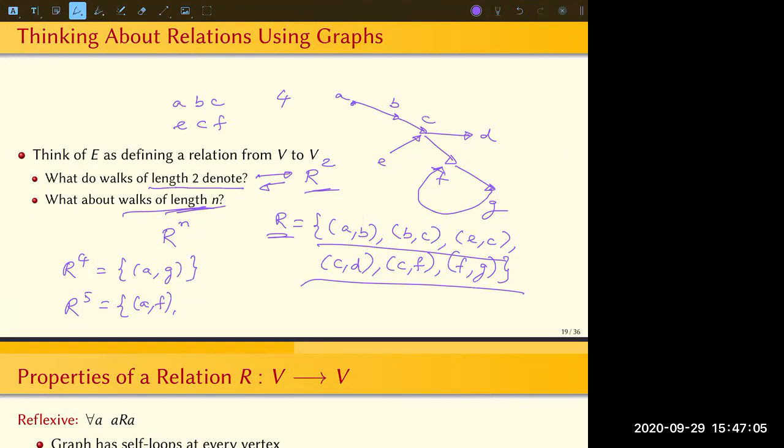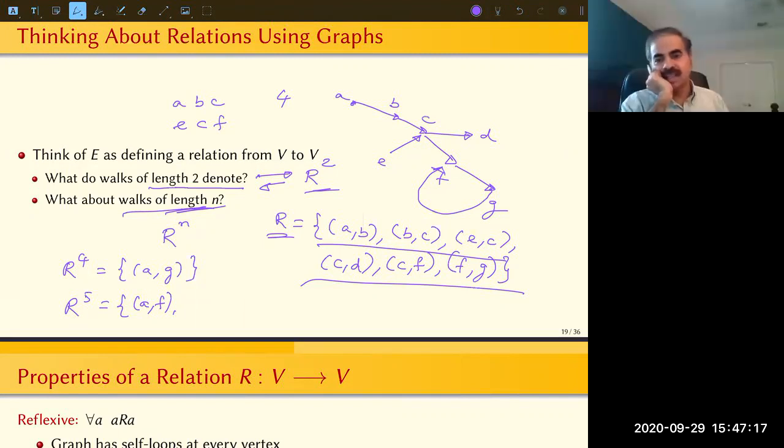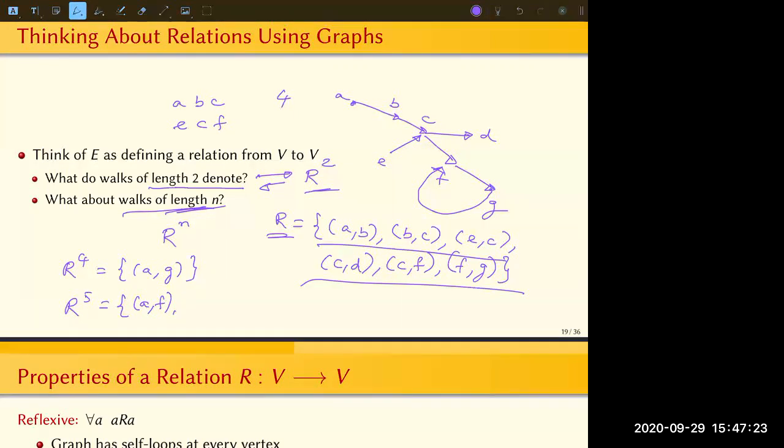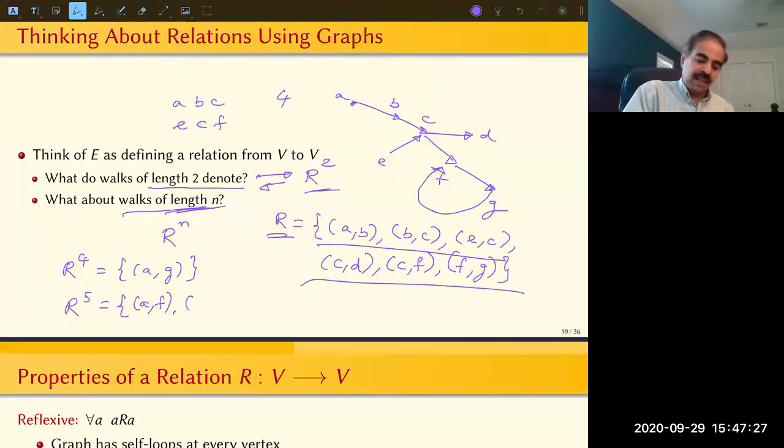Could it potentially be FF? Start at F, go through G, end up at F again. All right, never mind. That was dumb. The number doesn't... FF will be there in R to the power 6. I think it'd be FG and GF. Right. So you could have FG, GF, and what else?